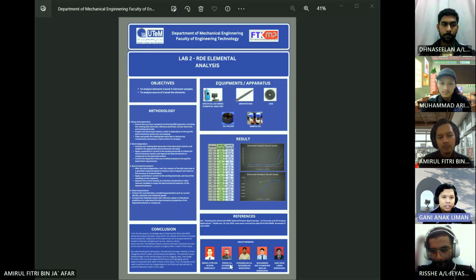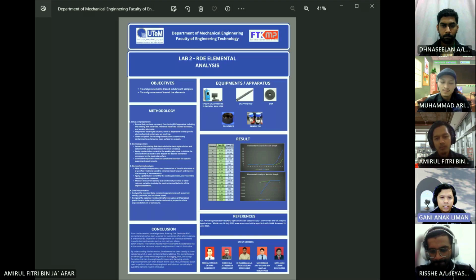Number 3, electrochemical analysis. After the electrodeposition, start the rotation of the disc electrode at a specific rotational speed to enhance mass transport and improve the accuracy of measurements. Apply a potential or current to the working electrode and record the resulting current response. Measure the current density as a function of potential or other relevant variables to study the electrochemical behavior of the deposited element.